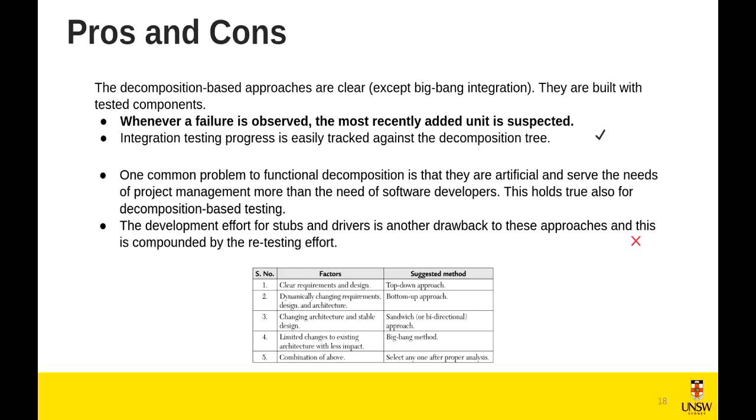And if the requirements keep changing, in that case, we may want to do a bottom-up approach, because every time a requirement changes, if we do top-down, we need to redo a lot of testing. But if we do bottom-up, since we are testing from the smaller units, if a small unit gets changed, then we only need to test that particular unit. So we prefer bottom-up if the requirements change very fast.